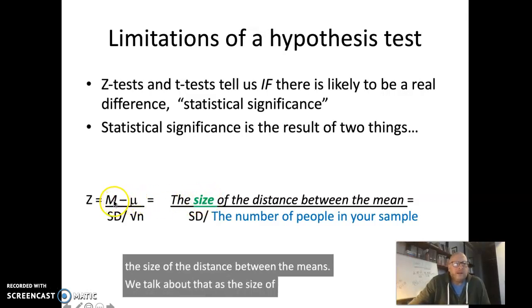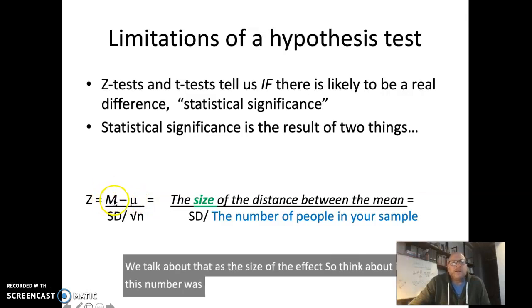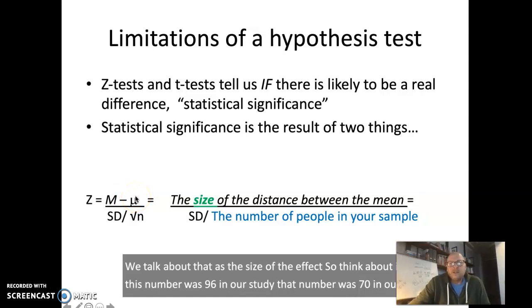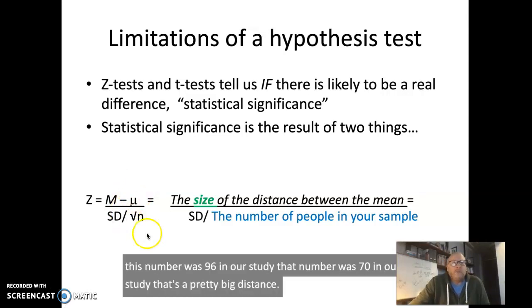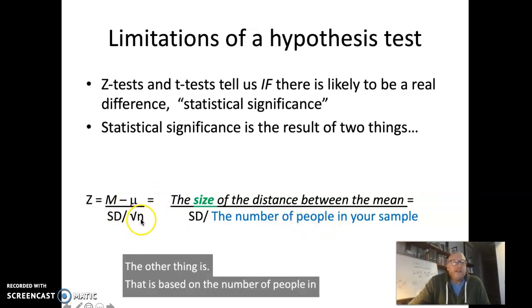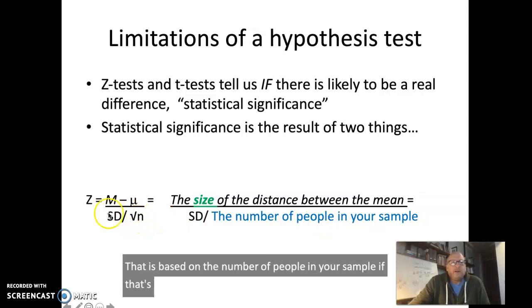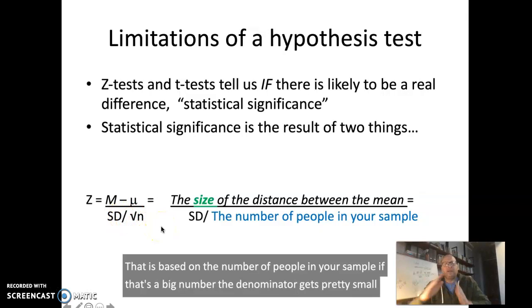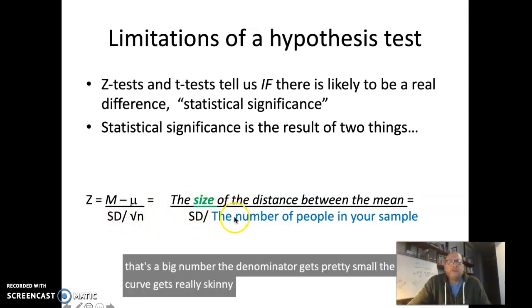So think about it. This number was 96 in our study. That number was 70 in our study. That's a pretty big distance. How big is it? Well, the other thing is that it's based on the number of people in your sample. If that's a big number, the denominator gets pretty small. The curve gets really skinny. So that also influences it.